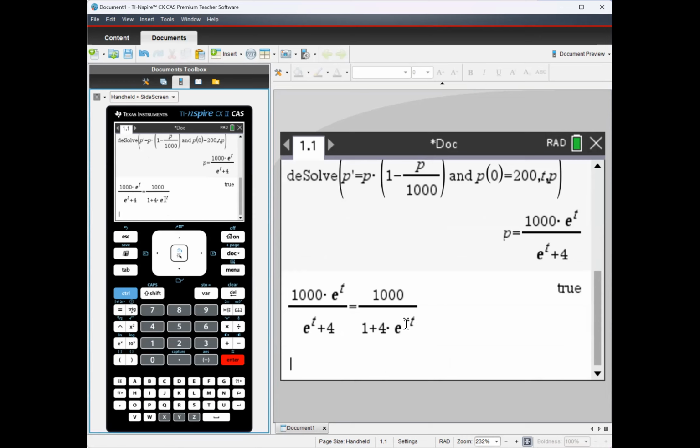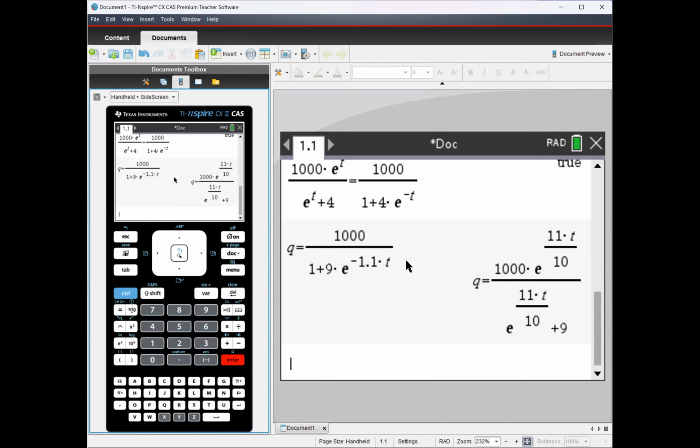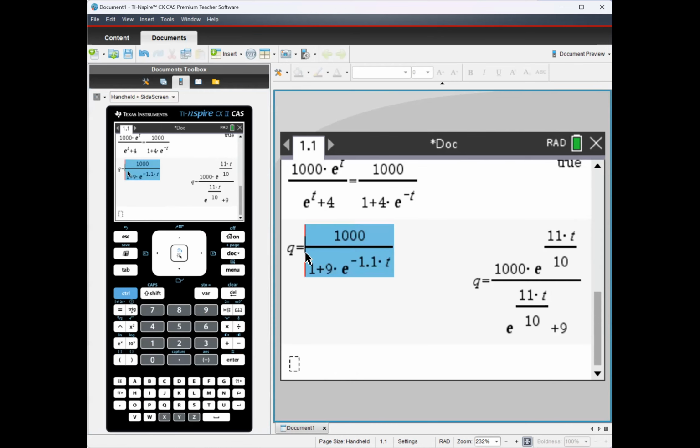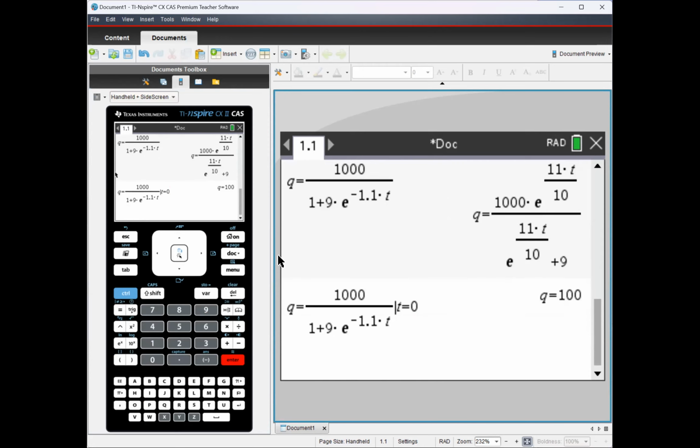The next part of the question tells you an equation of Q equals 1000 over (1 plus 9 e^(-1.1t)). T is the number of years after the N fish are released. So if you substitute t equals 0, you would basically get your N value, which is 100. But make sure you answer the question using N rather than Q, because the letter we are looking for in the exam question is N rather than Q.